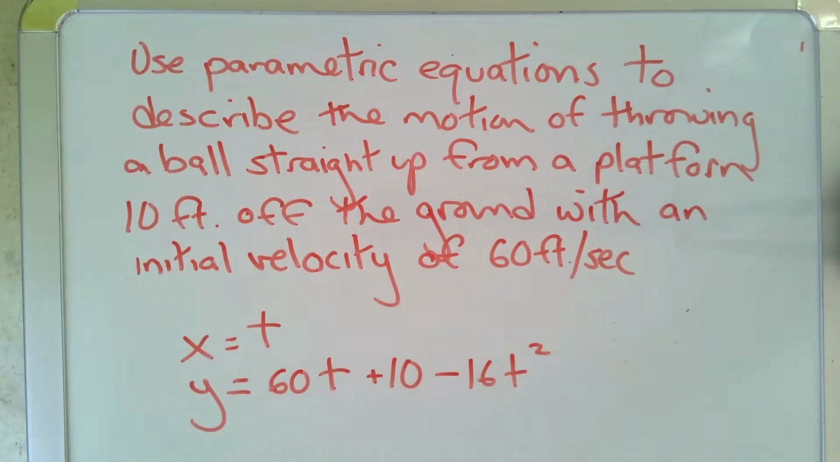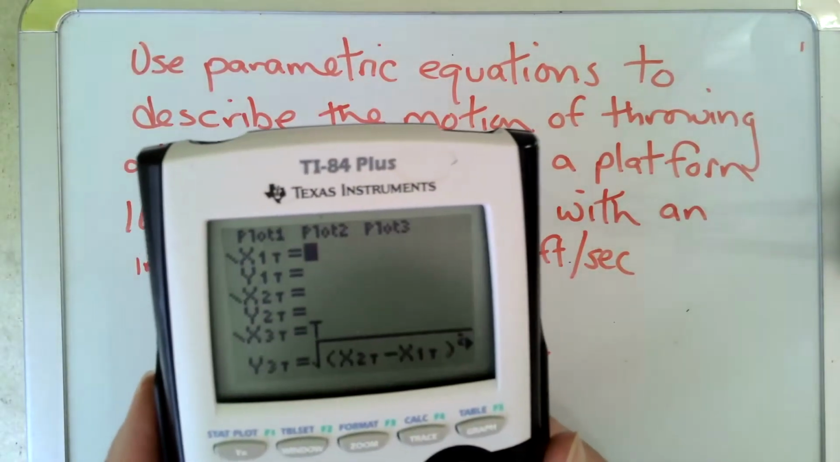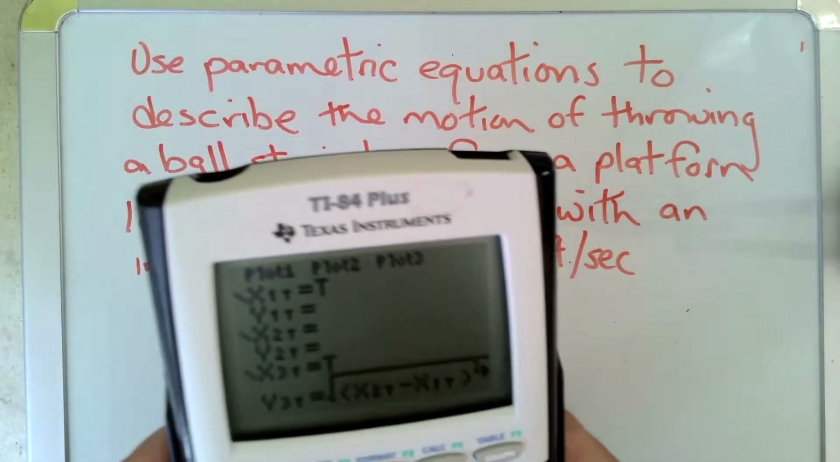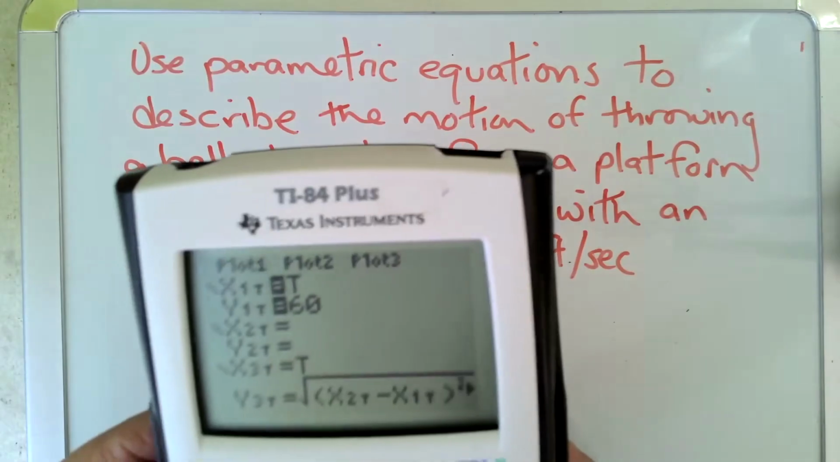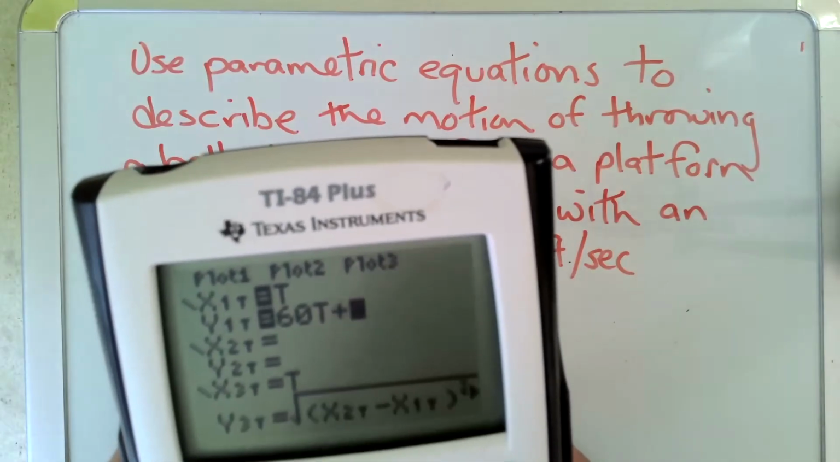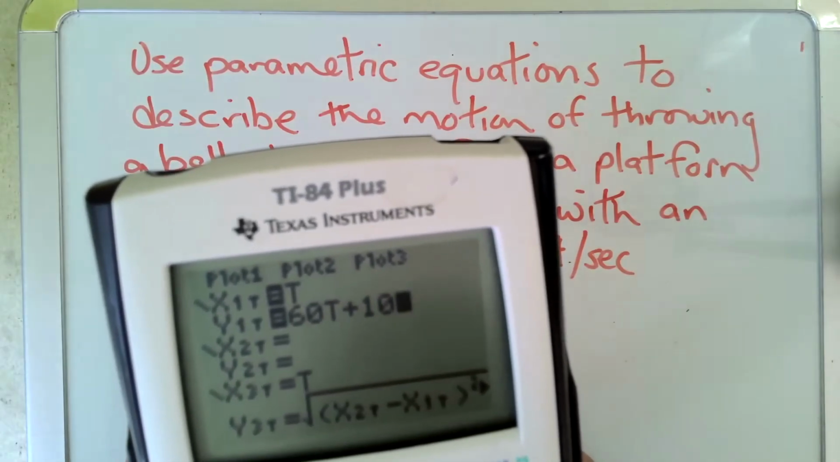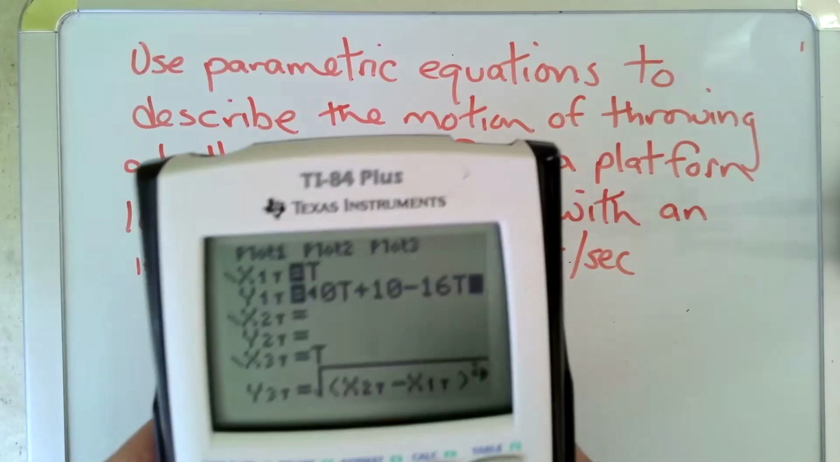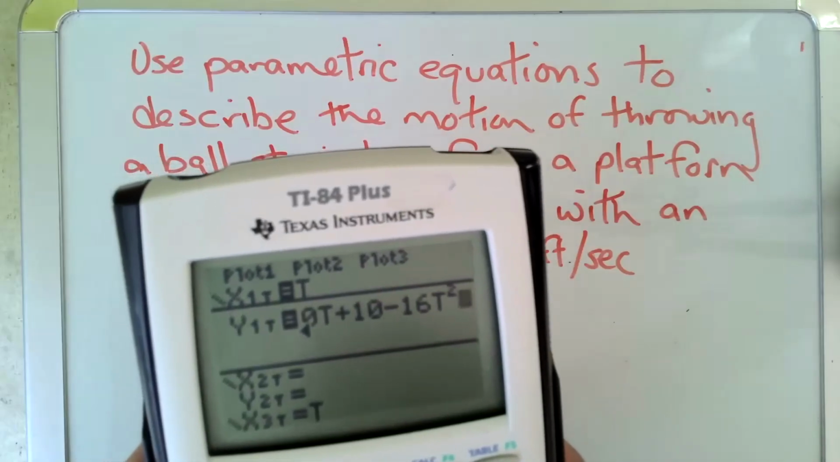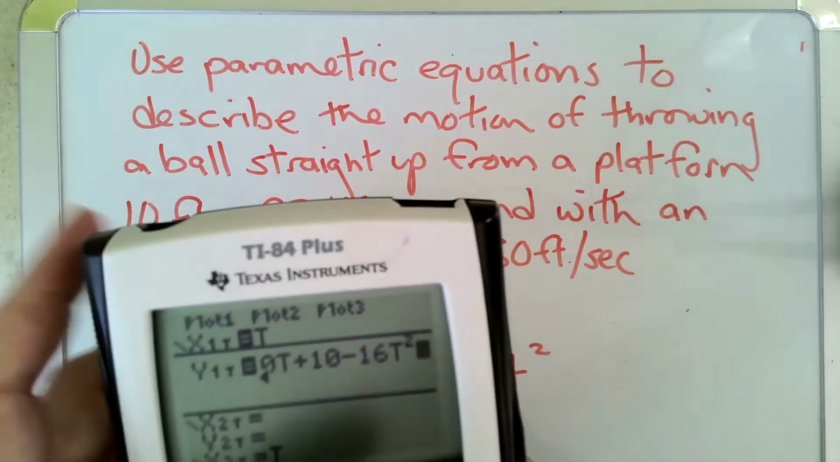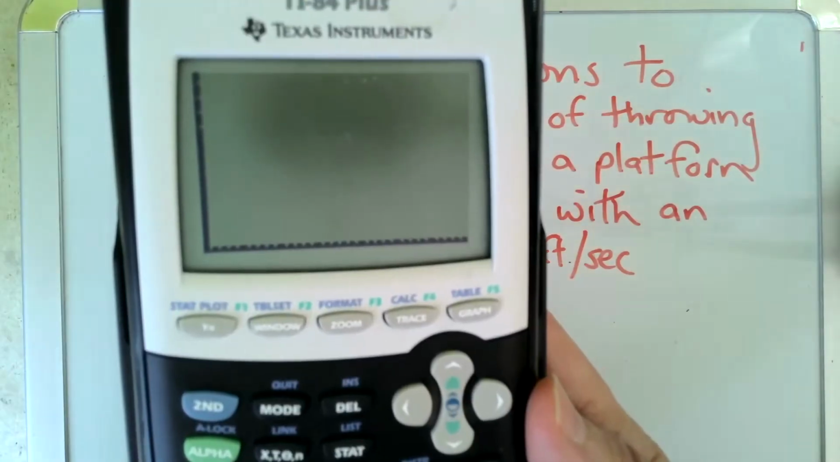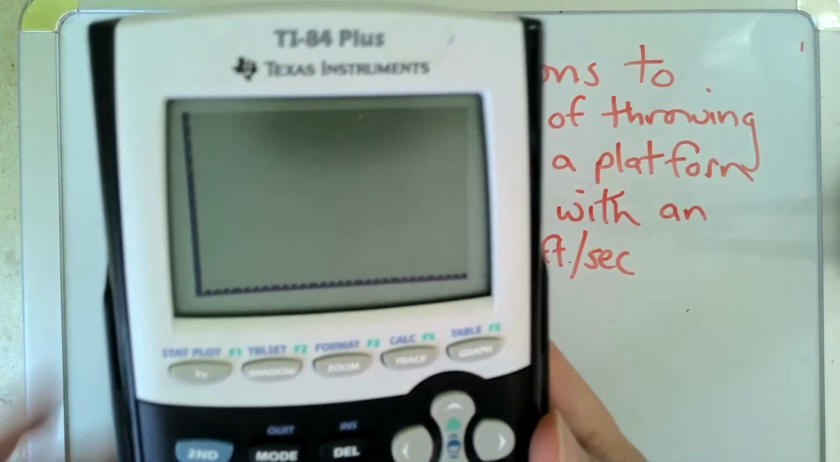So let's take a look now using our graphing calculator. So for our x, we're just going to say t. For our y, we're going to type in 60t plus that initial 10 feet minus the gravity component, 16t squared. Now, my window is probably going to make this wonky, but let's start with graphing. Yeah, and we can't see anything, so we need to adjust our window.